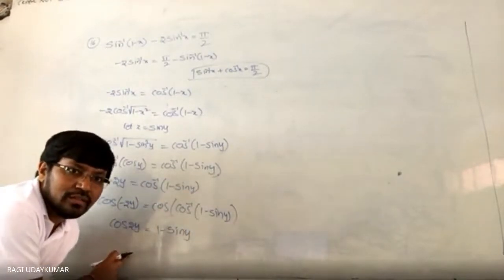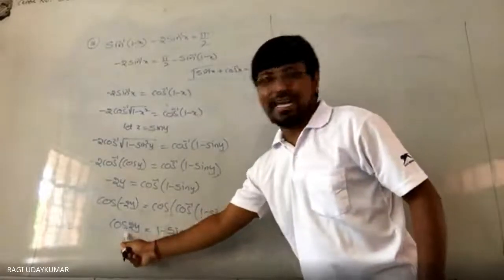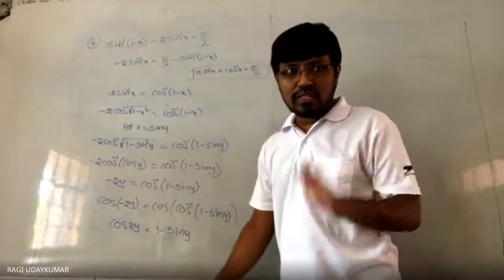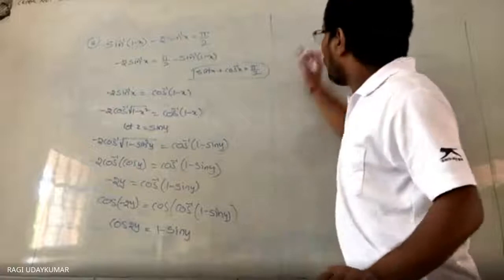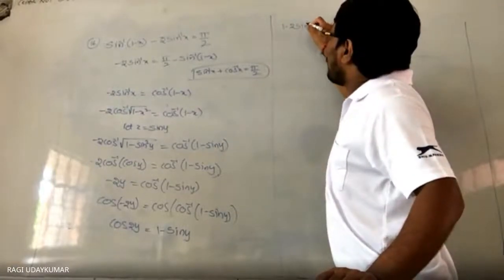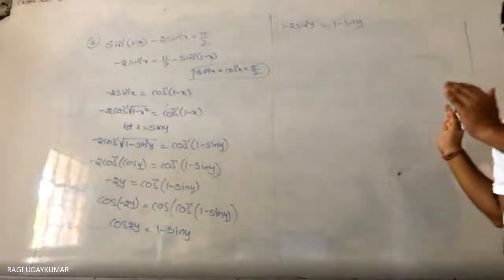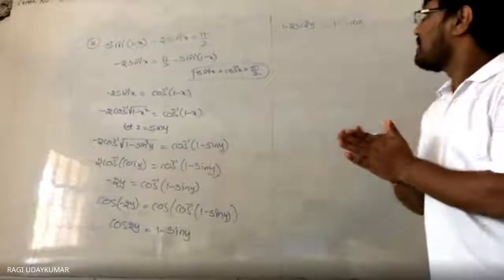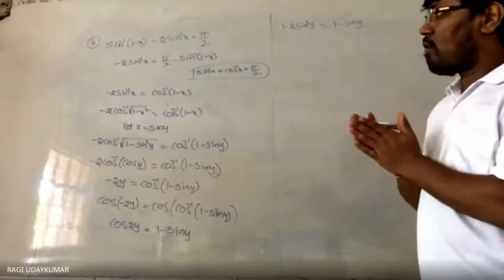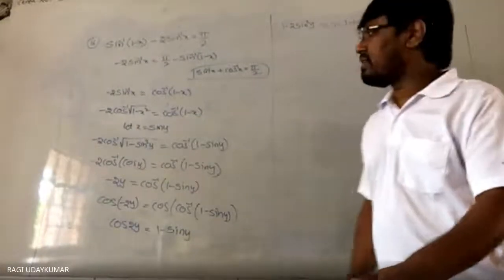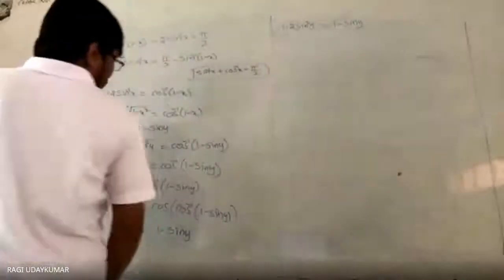Is it visible to you? Yes, sir. Again, you need to write this in the form of sine. Cos 2y can be written as 1 minus 2 sin square y. So 1 minus 2 sin square y is equal to 1 minus sin y. Now it has completely become the form of sine, of sin y, where sin y is equal to x.